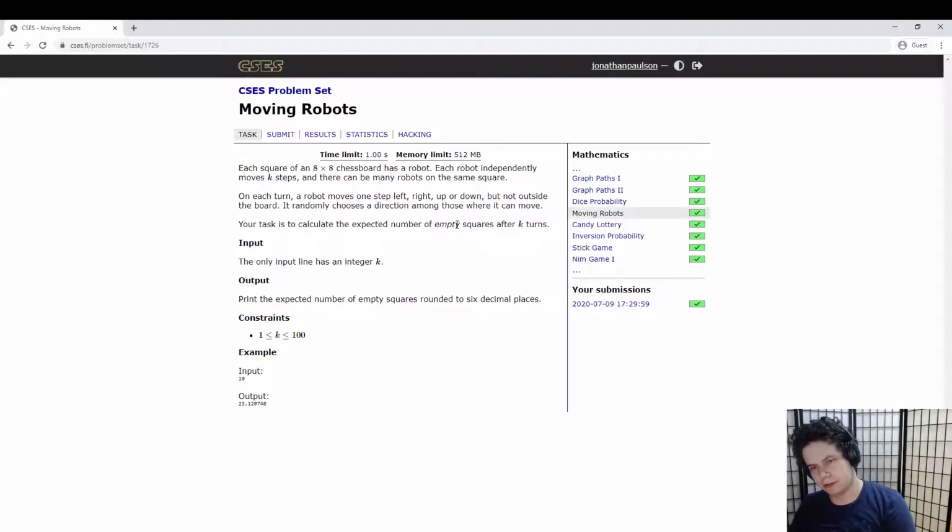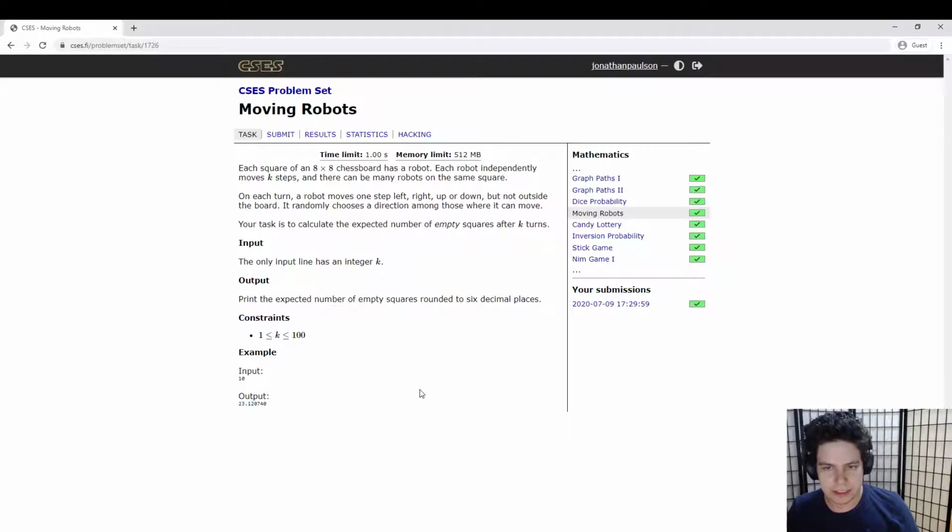And so the question is, how many squares are empty after k turns? Right, have 0 robots on them. K is from 1 to 100, and that's the only input. And yeah, so if k is 10, then the answer is 23, which is not at all obvious, at least to me, but sure.